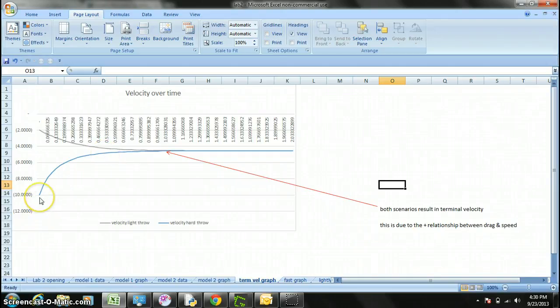For the object that's thrown hard instead of just dropped, you can see the velocity is much higher in the beginning, and then it slows down as the object will reach terminal velocity. And terminal velocity will be reached because of the positive relationship between drag and speed. Ultimately, that will overcome the force of gravity, and a constant velocity will be reached.